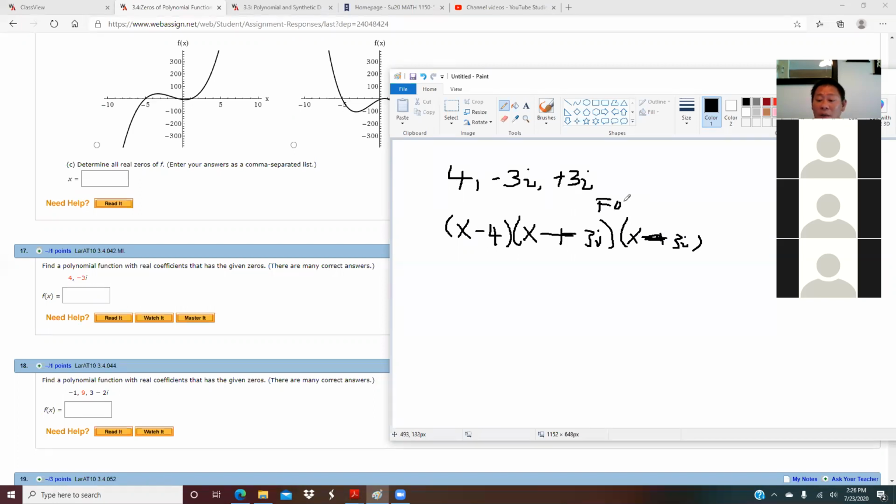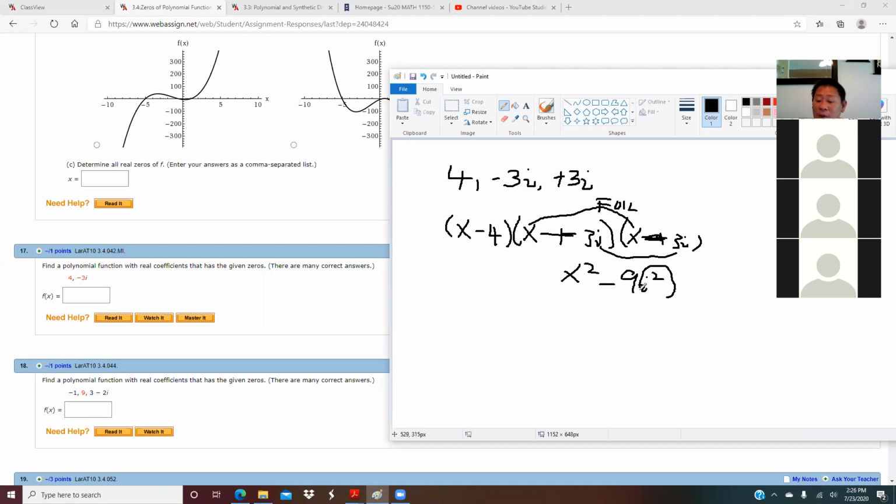The first thing you need to do is FOIL the last 2, because the i term is icky. You can FOIL the first 2, but then you get all icky. So I recommend you FOIL the last 2. When you FOIL the last 2, you will get x squared. And don't forget, because they are the same terms with positive and negative, your middle term will cancel out. So you just need to do the first and the last. The inside and outside will cancel out. You will get a negative 9i squared, because positive times negative is negative. 3i times 3i is 9i squared.